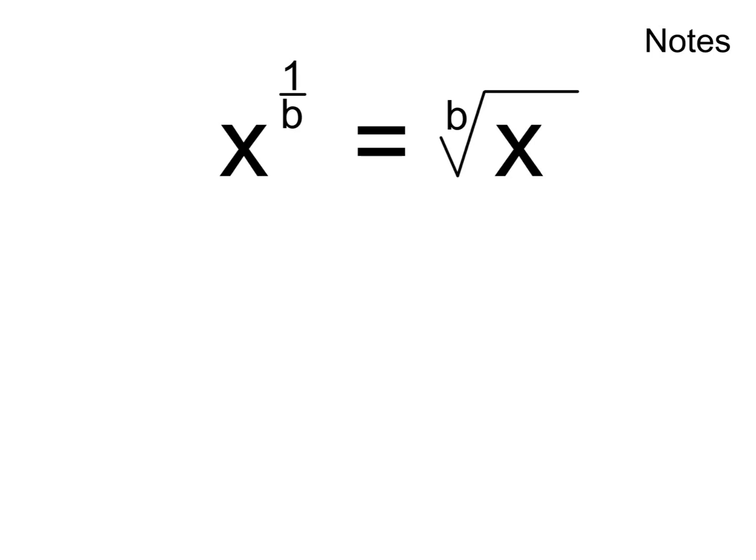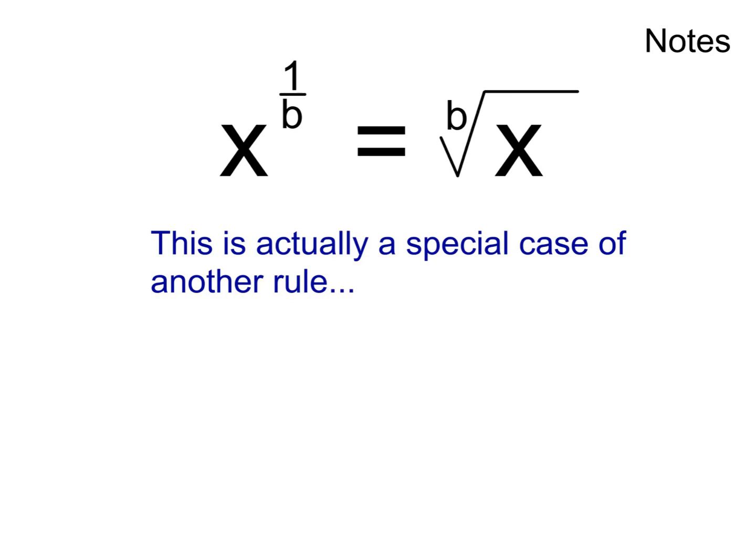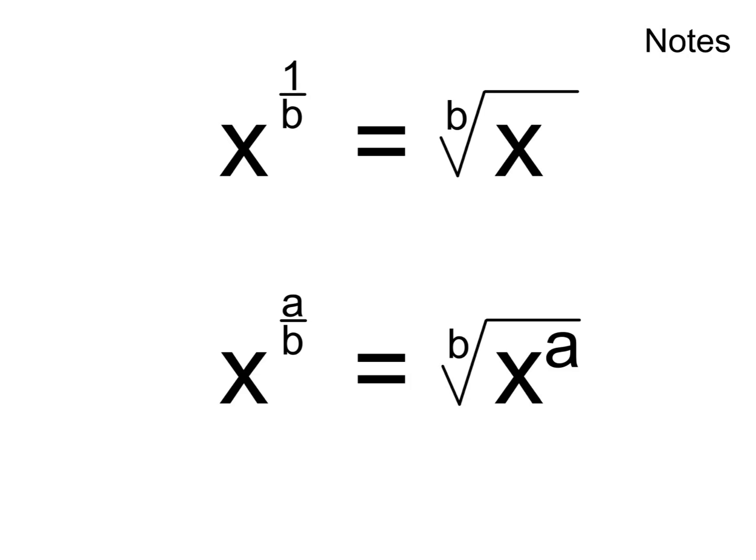And the interesting thing about this particular statement that you just wrote down is that this is actually just a special case of another rule. And so I'm going to give you the other rule as well so that we can broaden the meaning of this. If you have something on top of the fraction that's not a 1, that number on the top of the fraction, in this case a, is an exponent on the inside of the radical. So add this to your notes as well.